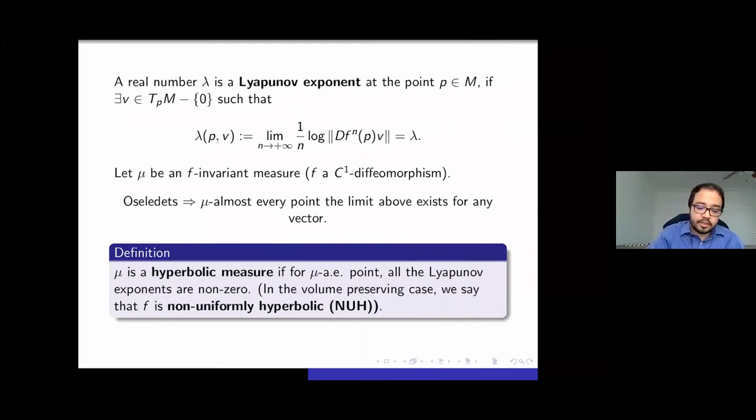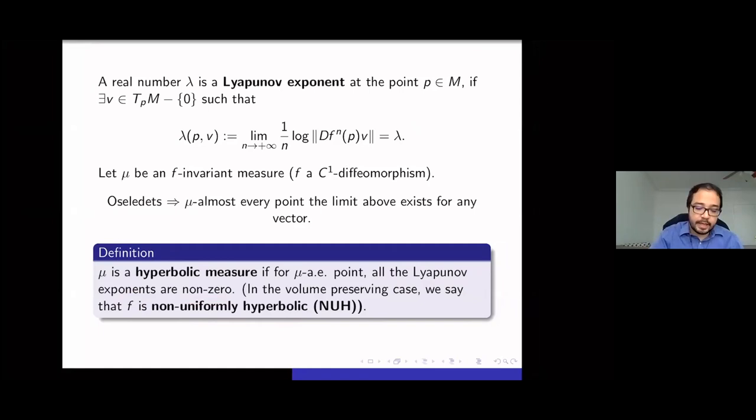We say that a measure is hyperbolic if for almost every point, all the Lyapunov exponents are non-zero. In the volume setting, I'm going to change the name to non-uniformly hyperbolic. So I'm just going to say that f is non-uniformly hyperbolic if the volume is a non-uniformly hyperbolic measure. Okay.